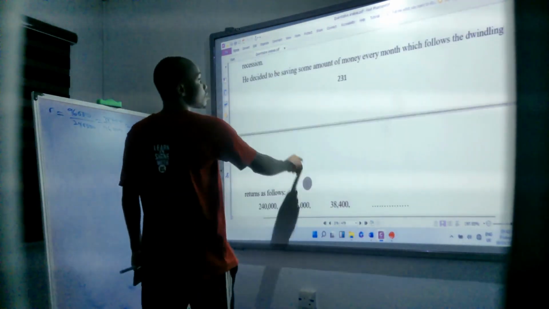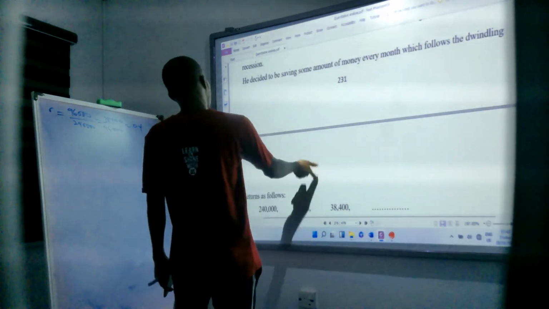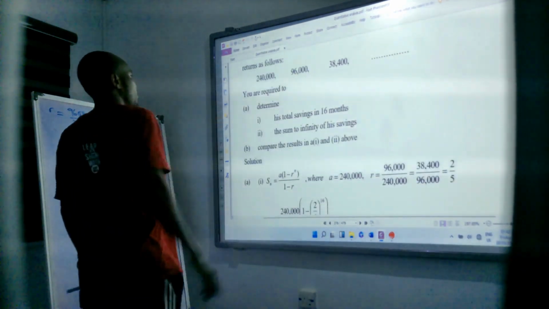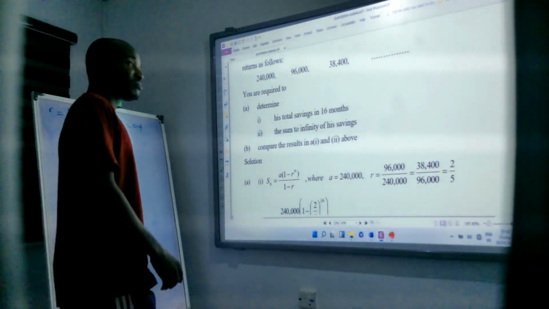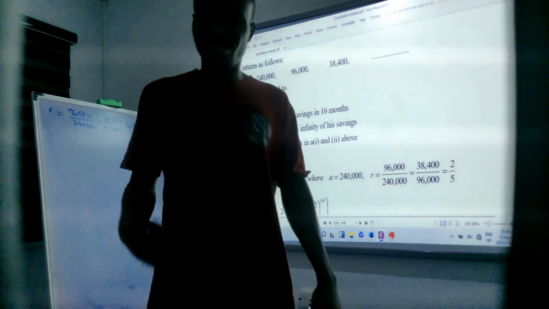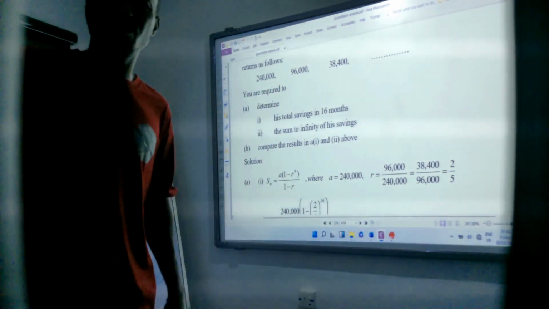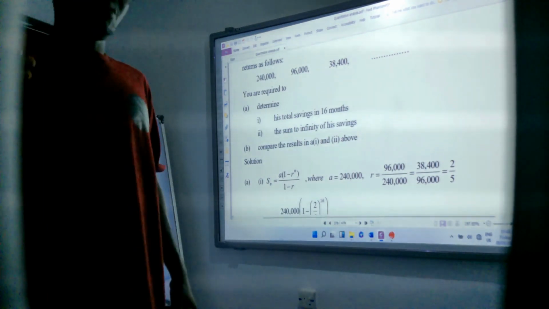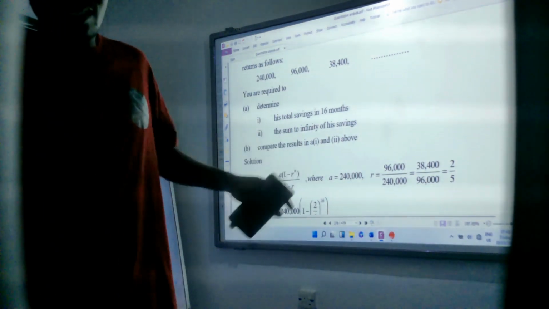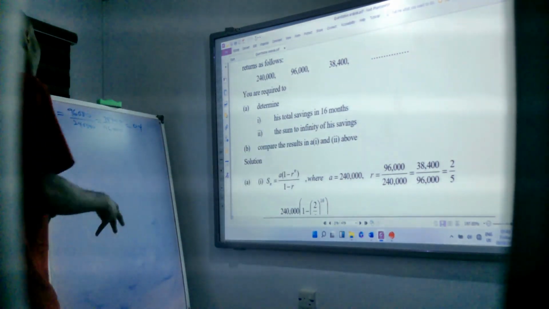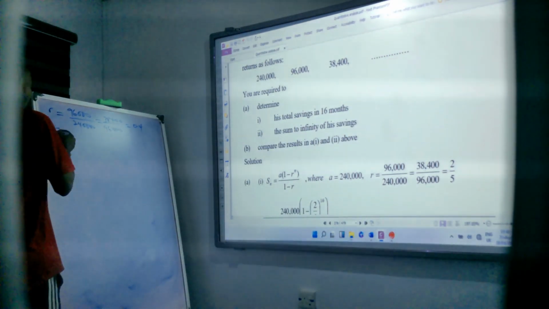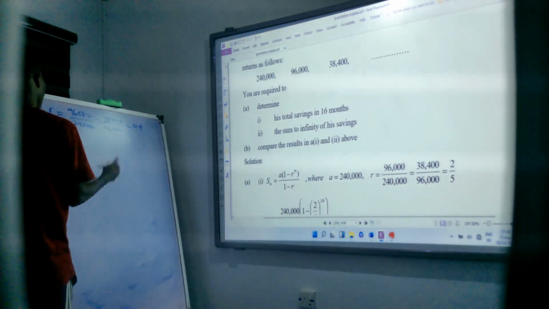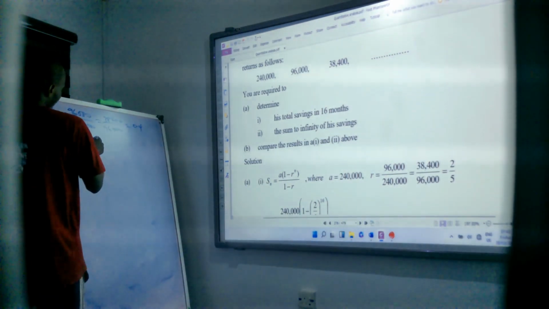So we are asked for the total savings in 16 months. Is it monthly? Yes, because every month, so it's monthly. What is the total savings in 16 months? We are talking about a sum. He is saving every month, but the amount is reducing. So we are looking at the sum of the first 16 terms.